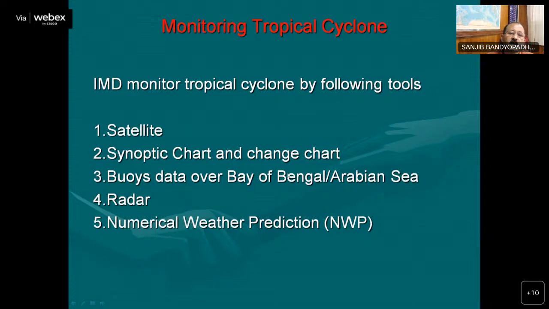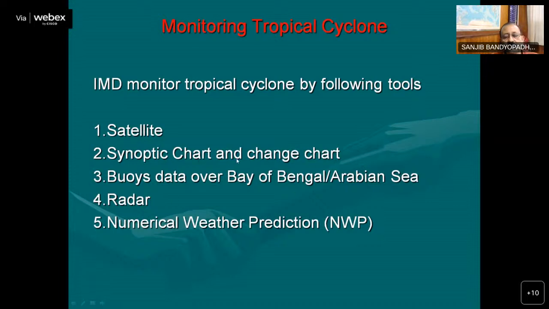Now, how are we monitoring? So this is the forecast. Once we issue a forecast, suppose we issue a forecast that in Amphan it will hit our Sundarban area, then continuously we have to update the bulletin, and we are monitoring the entire system through the satellite when it is over the ocean and beyond our radar range. When it is within our radar range, we can monitor through both satellite and radar.